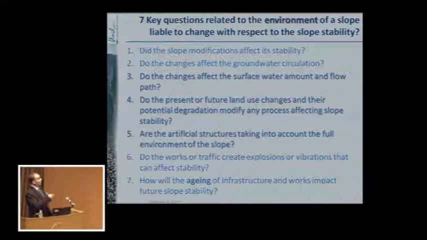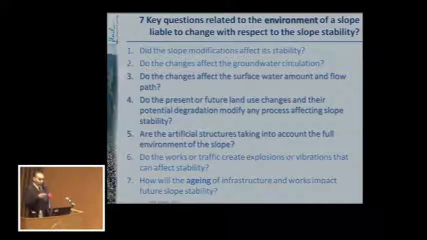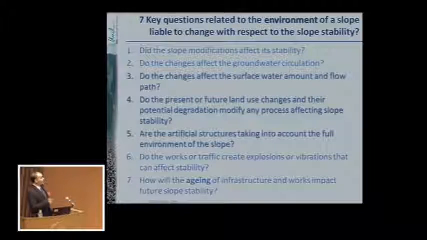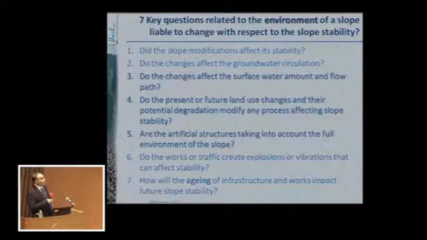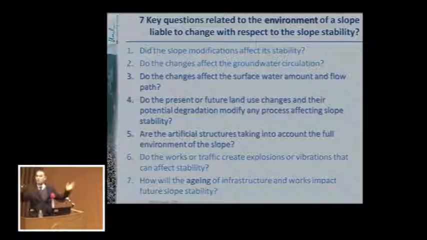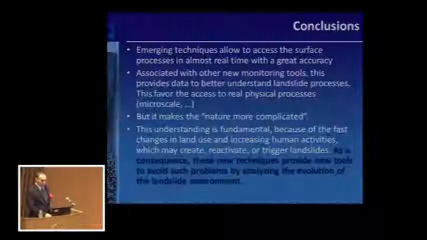Here, I will not read the 7 points, but we conclude our study about human-induced landslides by promoting 7 recommendations, going from whether the slope modification affects the stability, to surface water, which is really important. We change the surface water flow. Degradation process: is there some degradation process? Are artificial structures taken into account in the full environment, not just around, but looking at what can occur? And this is really important.